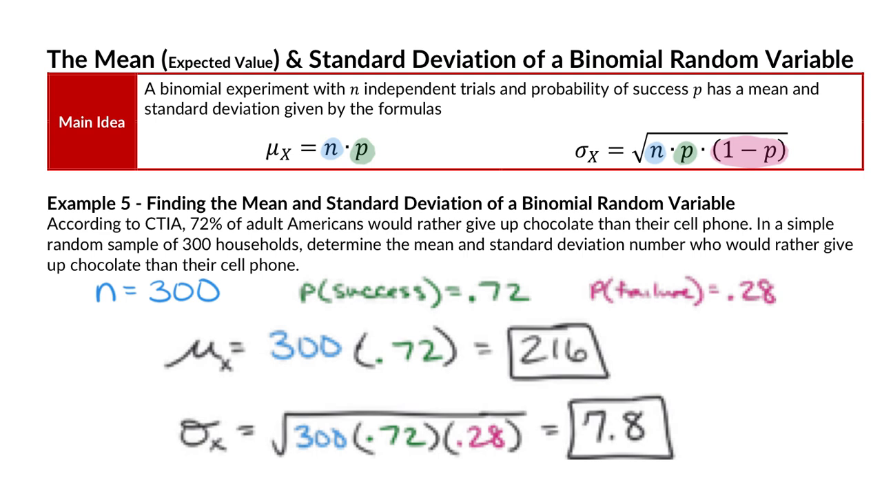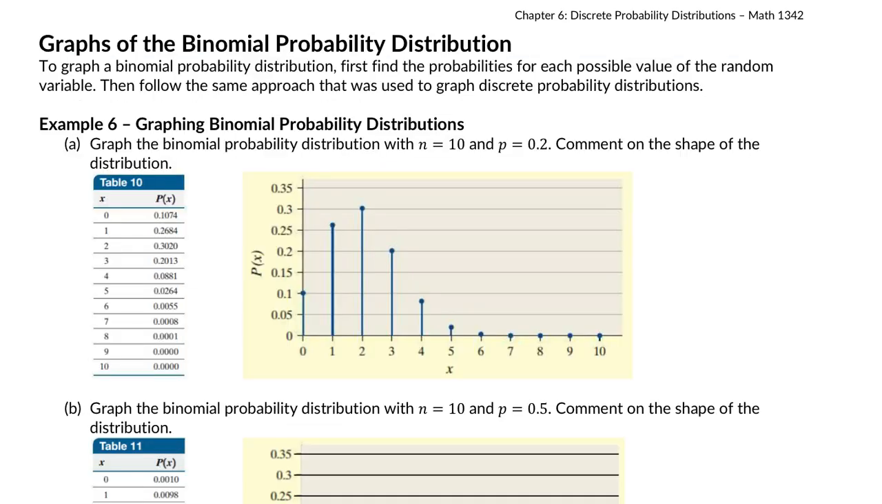So let's start to put this all together, because we need to start to draw some conclusions about this sort of information. We're going to take the binomial distributions that we have and start graphing them. To graph a binomial distribution, first find the probabilities for each possible value of the random variable, then follow the same approach that was used to graph discrete probability distributions.